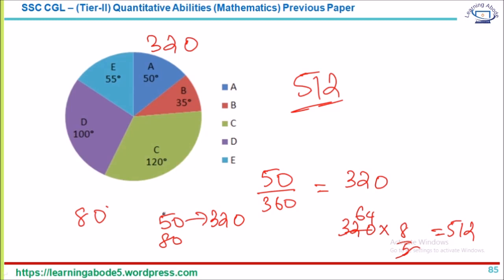I'm sorry, it is not 80 degrees, it is 90 degrees. So I just have to multiply by 9 by 5. So 9 by 5, so 64 into 9, 576 could be the answer. Yeah, 576 should be the answer for this question.